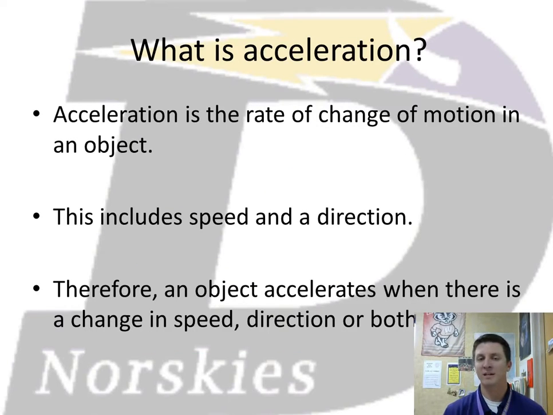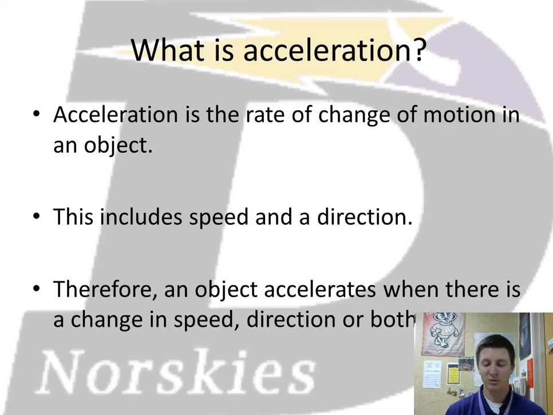So how do we identify acceleration? We have to understand its definition first. Acceleration is the rate of change of motion in an object. This includes speed and direction. So to put it in simple terms, an object is going to accelerate when it's changing speed, when it's changing direction, or both at the same time.